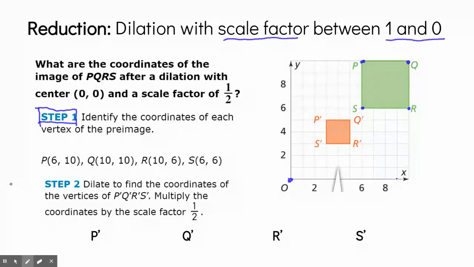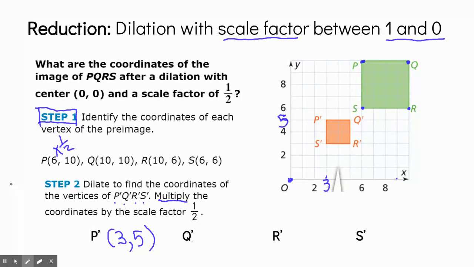Step 2, dilate to find the coordinates of the vertices P prime, Q prime, R prime, S prime. Multiply the coordinates by the scale factor 1/2. So if we multiply 6, 10 times 1/2, we know that half of 6 is 3 and half of 10 is 5. And let's confirm that in our picture. This is indeed at 3, 5. So I'll mark that here.